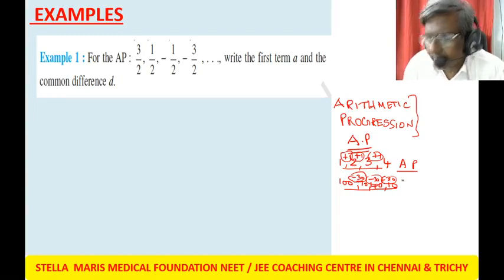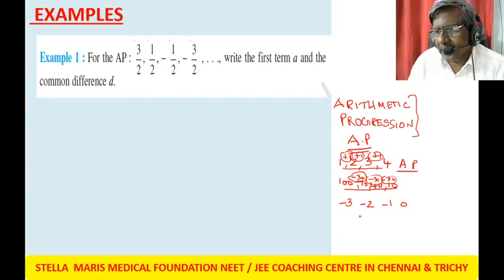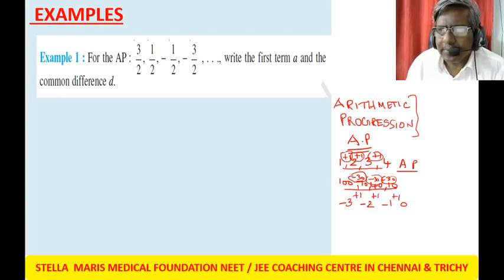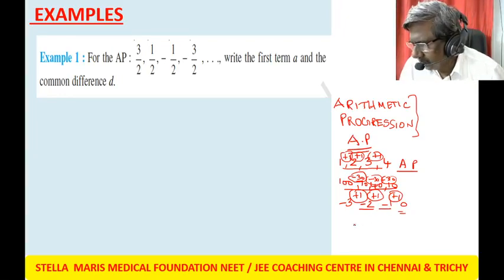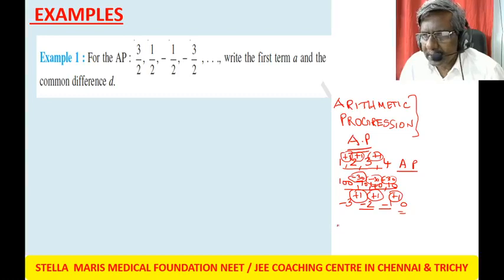The next one is minus 3, then minus 2, minus 1, 0. What is happening here? You add plus 1, then plus 1, then plus 1. Minus 3 plus 1 will give you minus 2. Then minus 2 plus 1 will give you minus 1. Then minus 1 plus 1 will give you 0. This we call an AP. Each one is called a term.